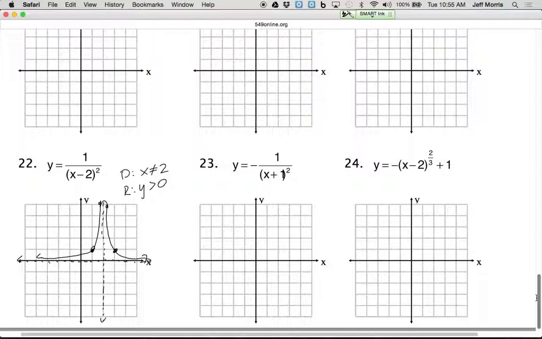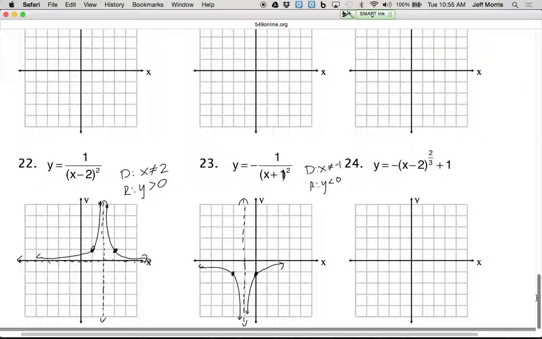What does this one do? It just shifts up there, but then it flips. Left 1 and it flips, so it's going to be where the crosshairs are at. It goes right 1, down 1, left 1, down 1. And then draw your volcano. Domain. X cannot equal negative 1. What's the range? Less than 0. Last one.